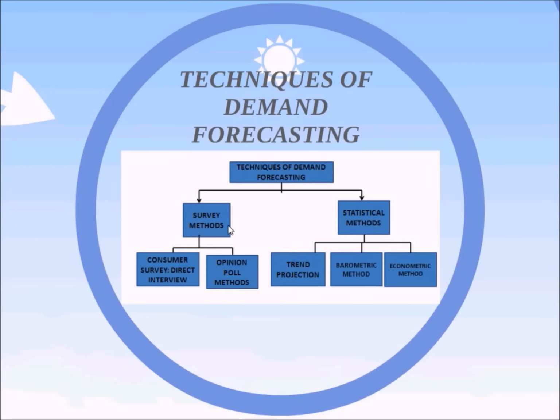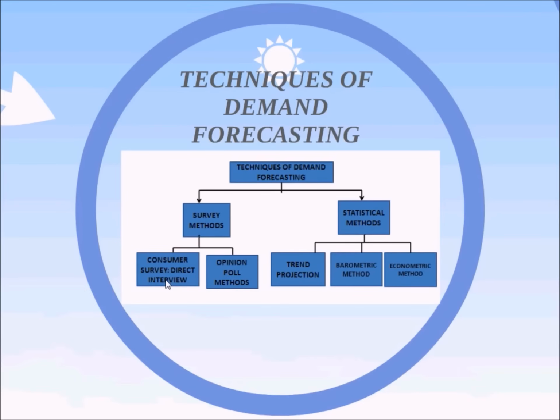Under this method, consumer surveys are conducted to collect information about their intentions and future purchase plans. So when the demand is forecasted for the short run, we go for survey methods. Now again, we can see here that the survey methods can be divided into two categories: the consumer survey, the direct interview method, and the opinion poll method.